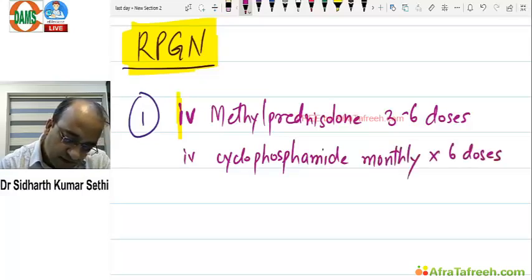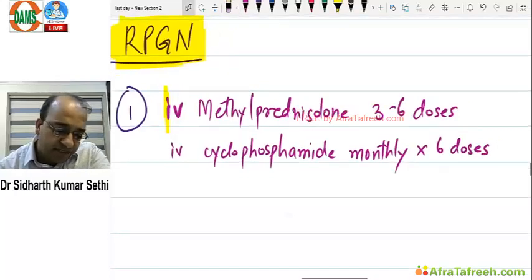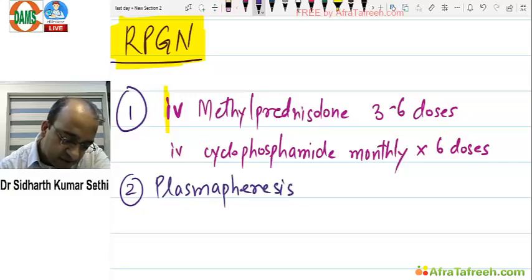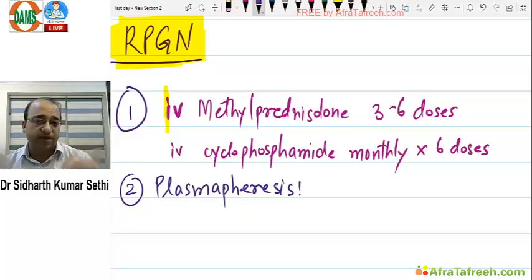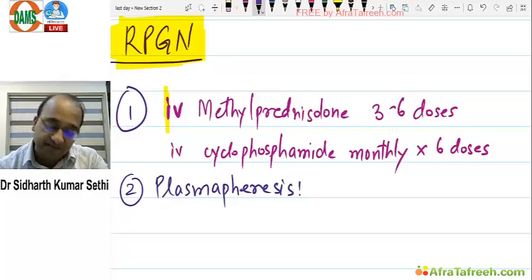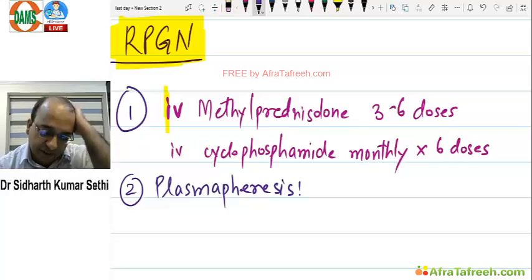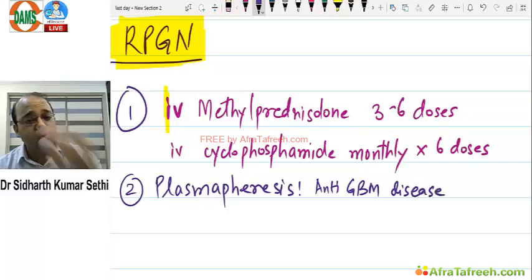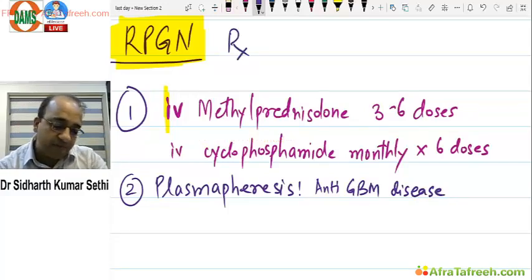And why am I concerned about RPGN? There are some specific indications where we have to start early plasmapheresis. Plasmapheresis means we remove the plasma and we give this patient fresh plasma. There are two specific indications of plasmapheresis. Number one is anti-GBM disease. In anti-GBM disease, we remove the anti-glomerular basement membrane antibodies.